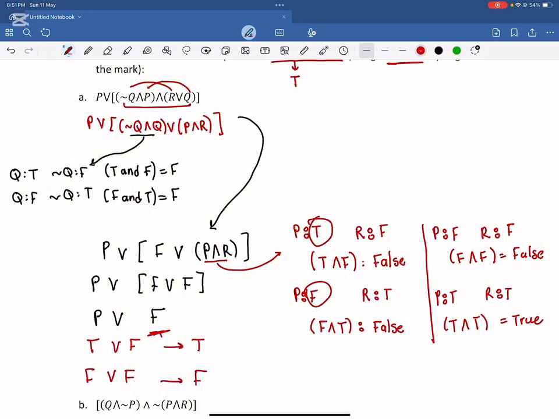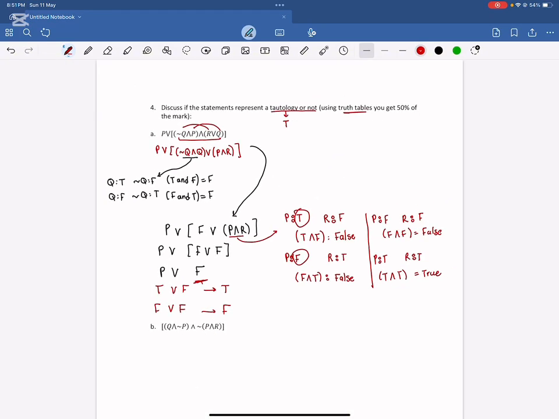So it will not always be a tautology. It will not always be true. It can be true, it can be false. So you can make a conclusion that it's not a tautology.